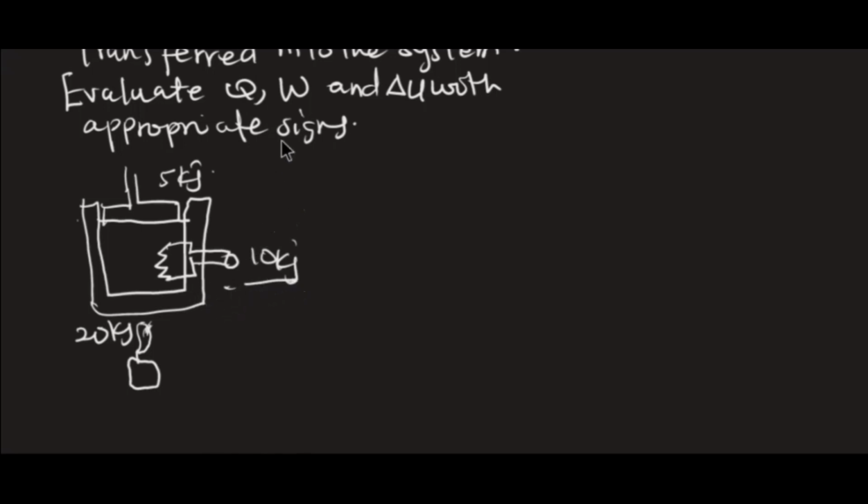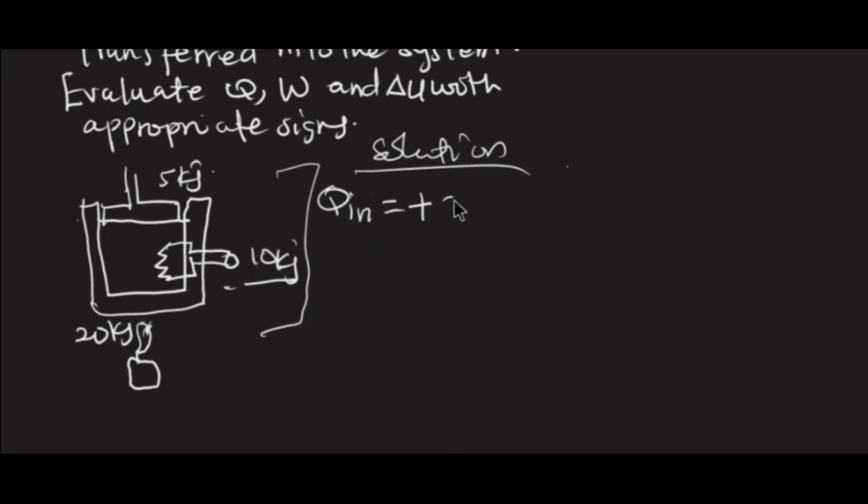So now we are supposed to find the total heat supplied, then the work done, as well as the change in internal energy. So how do you get these parameters being asked? Let's do our solution here. The total heat supply, that is our Q in, is equal to positive 20 kilojoules. It is being supplied, so it's positive.